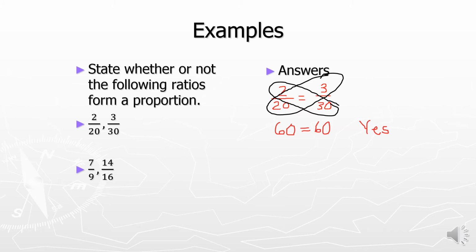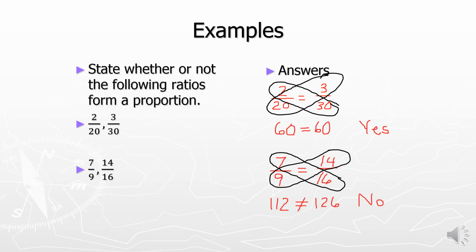How about 7 over 9 and 14 over 16? Set them equal to each other. Cross multiply. 7 times 16 gives me 112. 9 times 14 gives me 126. Those two numbers are not equal, so 7/9 and 14/16 do not form a proportion.